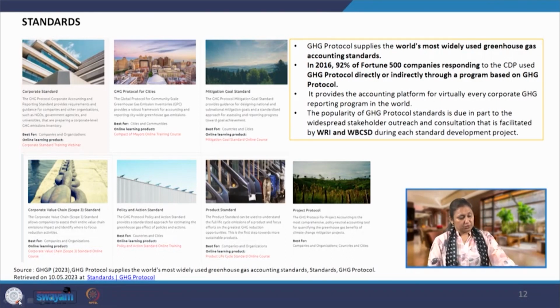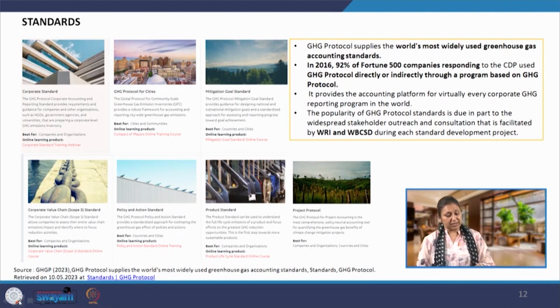Then we have GHG protocol for cities, which is the protocol for community scale greenhouse gas emission inventories. The cities will have several corporates under the umbrella, and it will have many other infrastructure related activities and projects going on. So, this is for cities.